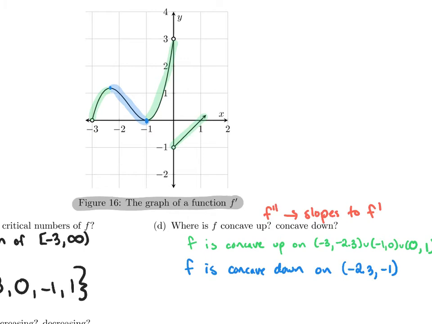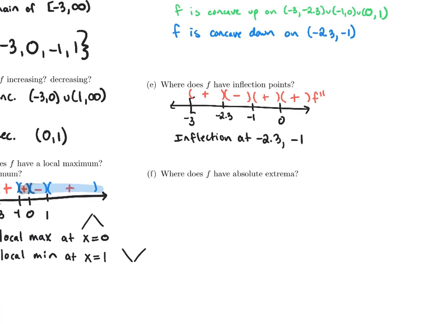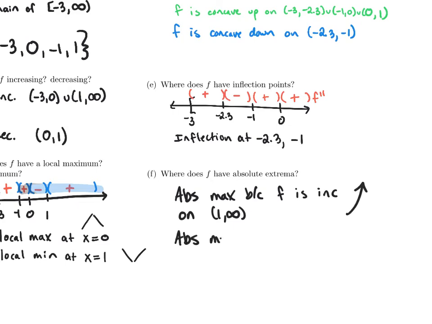So our conclusion is that the absolute maximum is none, because the function just keeps increasing. Because f is increasing on the interval 1 to infinity, that means in the long run the function is just going to go like that. And the absolute minimum, I actually was right with my first guess. The absolute minimum is at x equals -3, which is just wherever it starts.